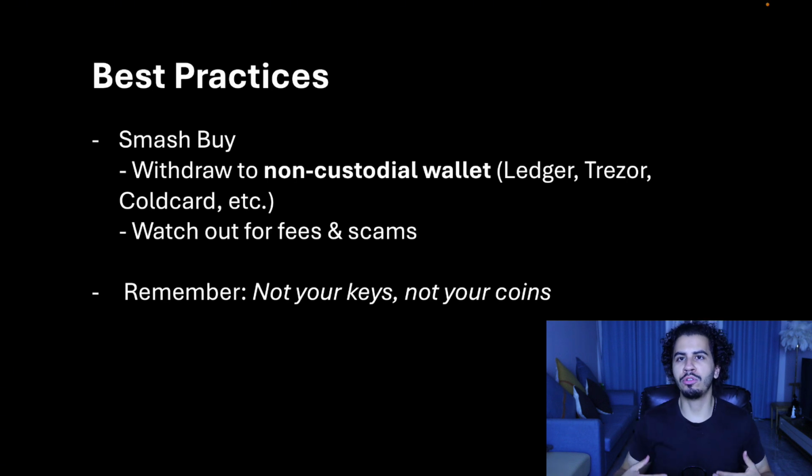Best practices. When you buy Bitcoin, I made a video on the strategies on how to buy Bitcoin. There is DCA, which is dollar cost averaging. There is the lump sum buy-in strategy, and there is also the hybrid, where you buy some in lump sum and some in dollar cost average. I typically go for smash buy, and I think it's the best. I even proved this in my video. You can go watch it.